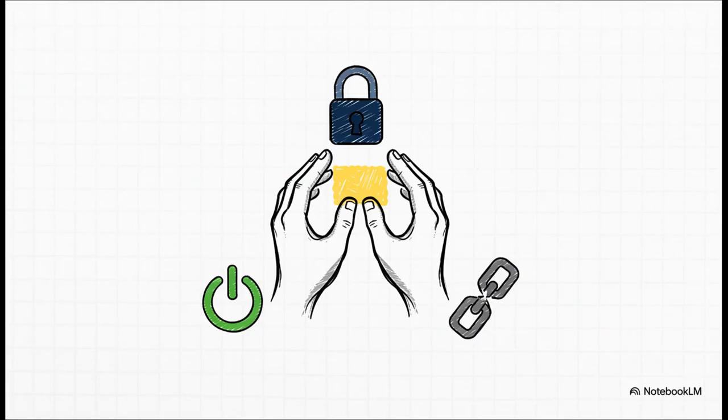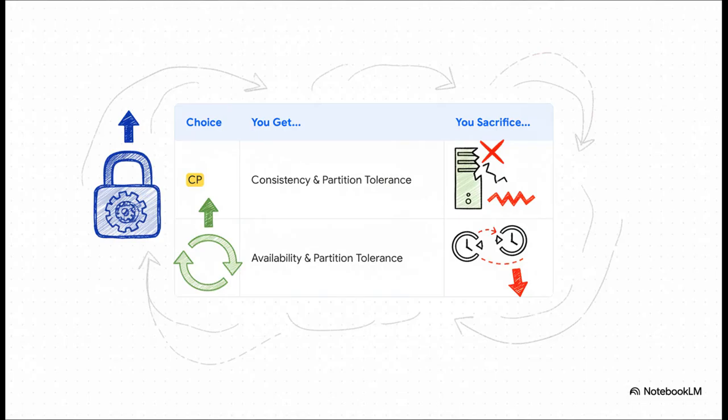So let's look at them again. C for consistency, A for availability, and P for partition tolerance. The rule, the law of the land, is simple. You can only pick 2 of the 3. This single trade-off is at the very heart of almost every major decision in modern system design. This table makes it super clear.